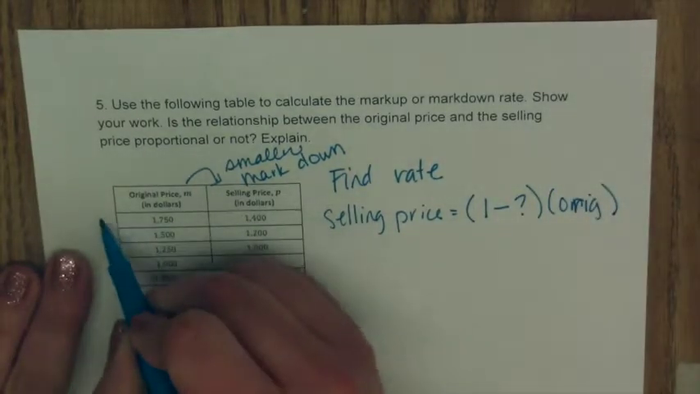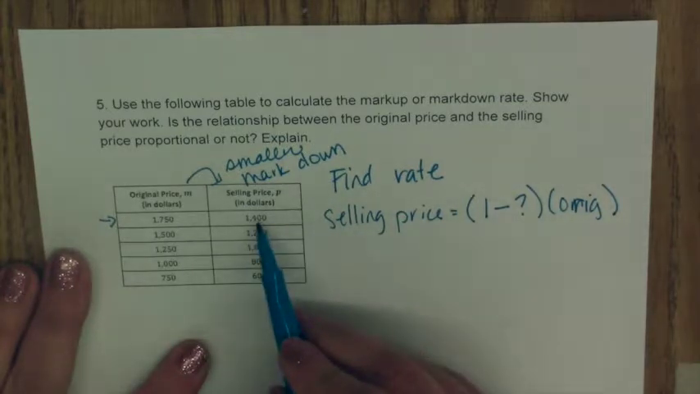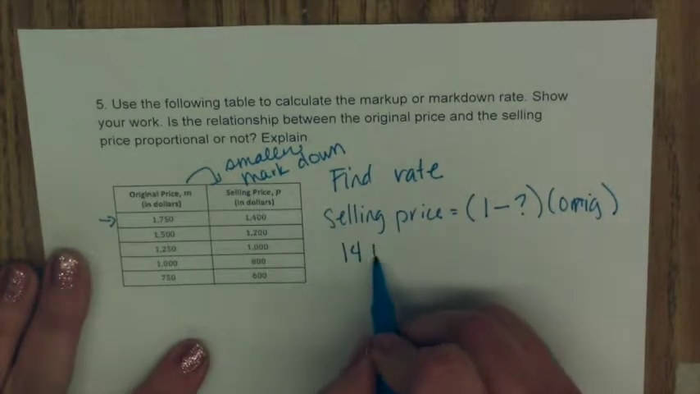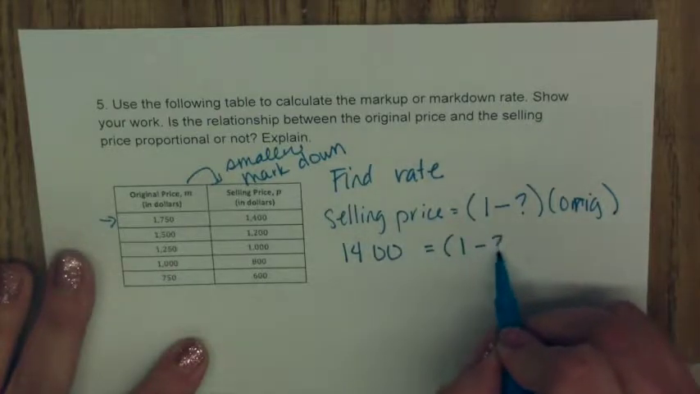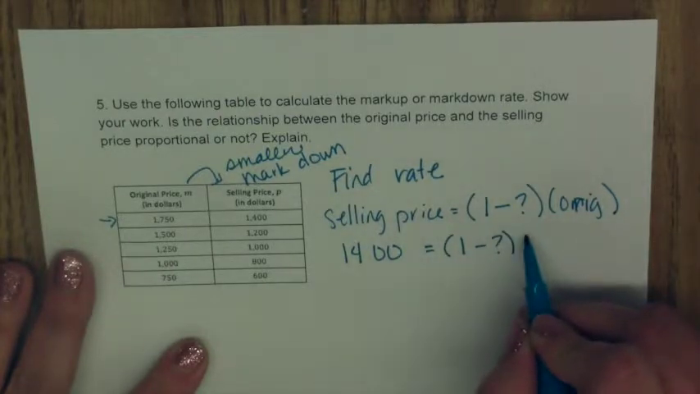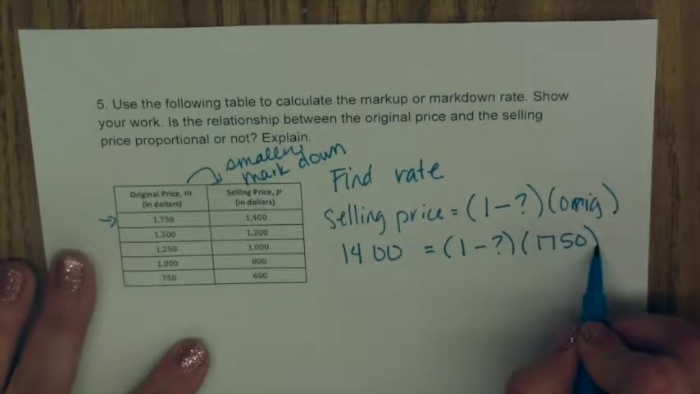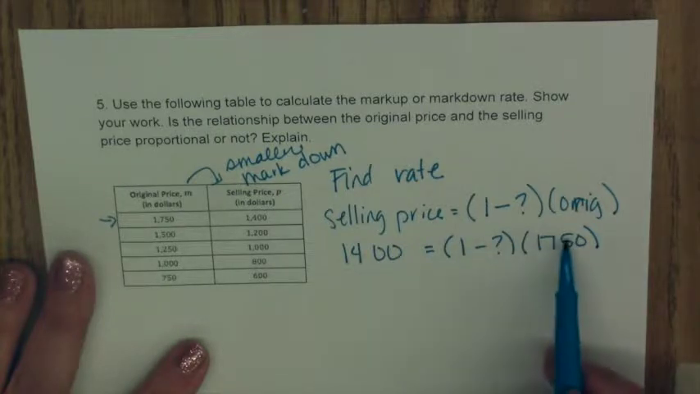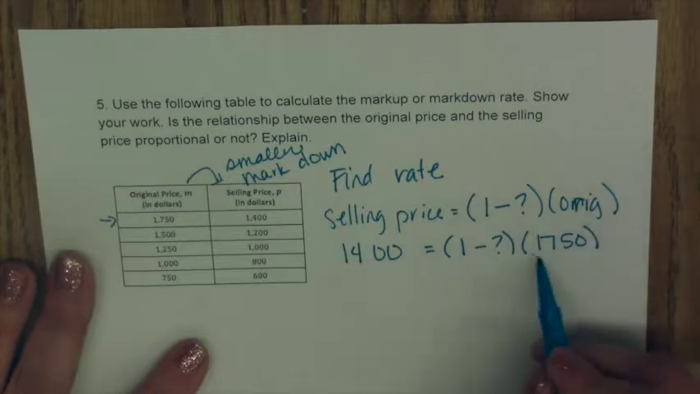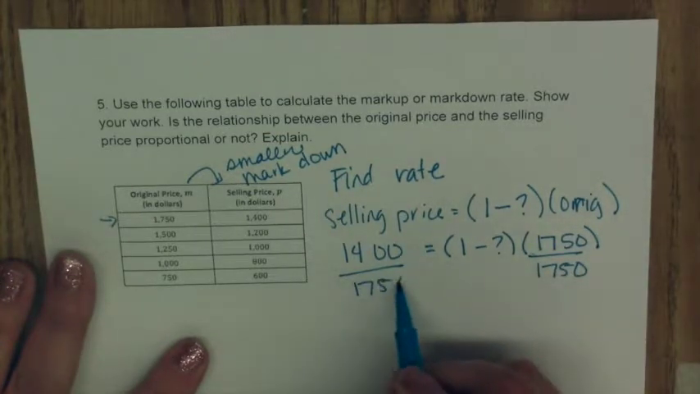All right, I'm going to use this first row as my data to plug in here. So my selling price is $1,400, which would be equal to 1 minus whatever that markdown is times the original of $1,750. Now I know since these are being multiplied and here's where my variable is, I'm going to go ahead and divide by the 1750 and do that on both sides. So I'm dividing by 1750.